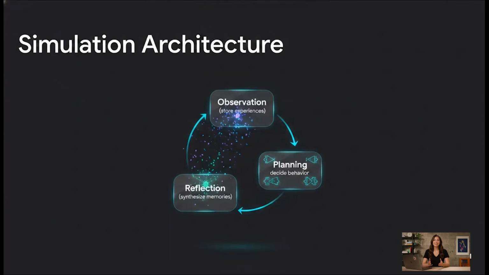Ultimately, the study proved that fusing a language model with a very specific trifecta of architecture is what makes the simulation truly believable. First, observation. The agent has to store a complete record of its experiences in natural language. Second, planning. Using those observations to dynamically decide future behavior rather than just following a script. And crucially, reflection. The ability to synthesize raw memories over time into higher-level, abstract thoughts. That is what creates the illusion of genuine personality and growth.